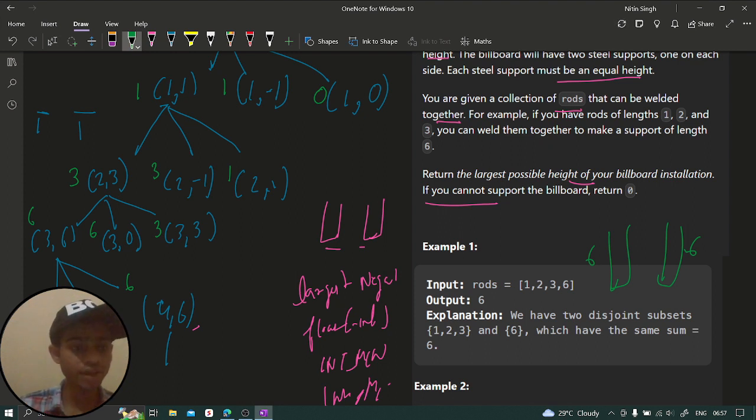And here, if you will notice, we are also getting 0 here as well, right? So that means there was 6. So that means we can also make a support of length 3 as well, right? But we are going to return the highest one. That's why we choose 12.